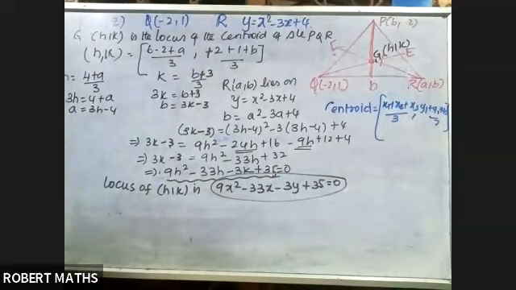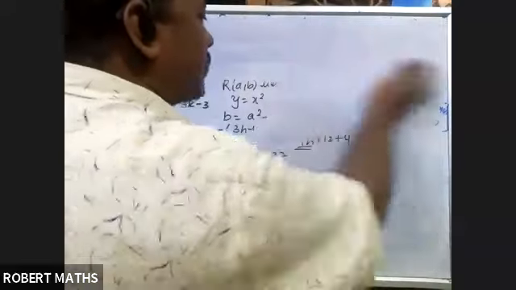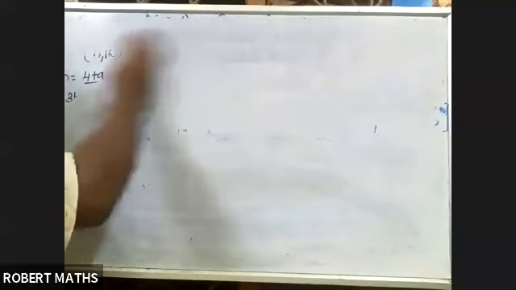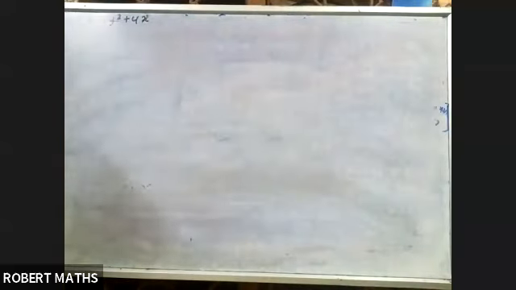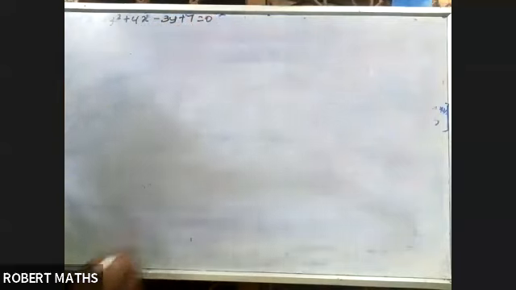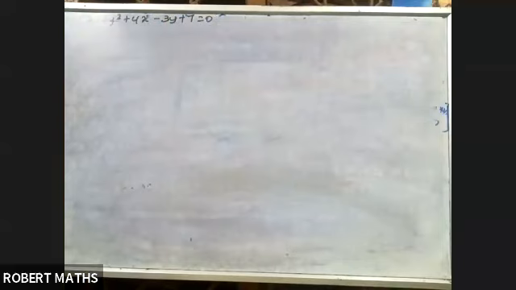Next one. Q is a point on the locus of x square plus y square plus 4x minus 3y plus 7 equal to 0. Then find the equation of the locus.